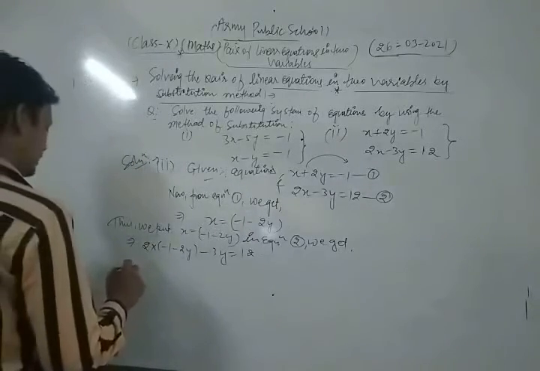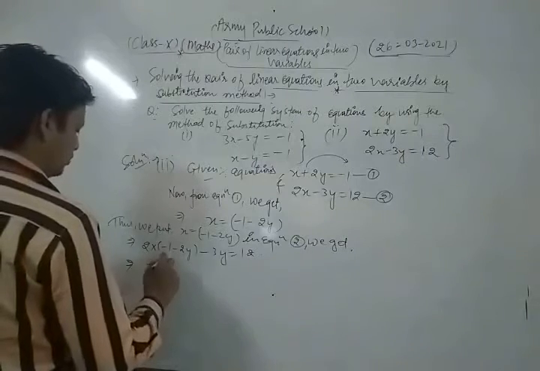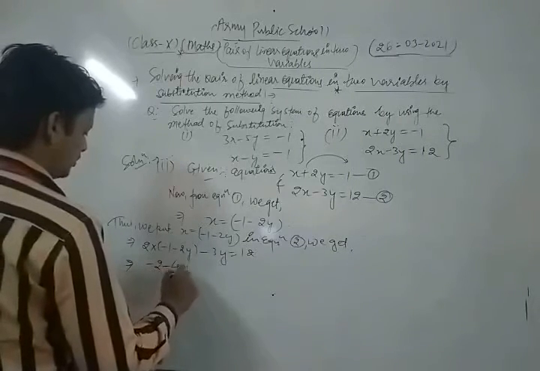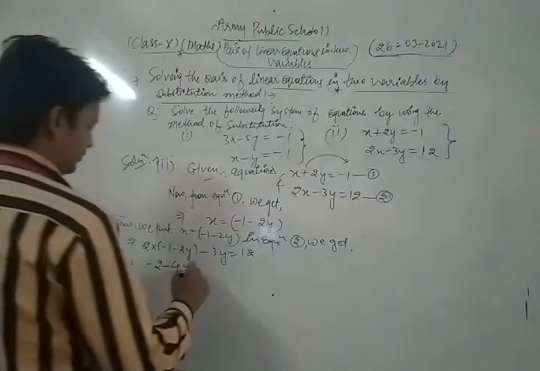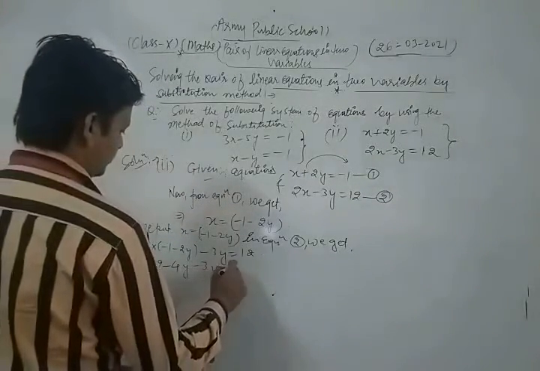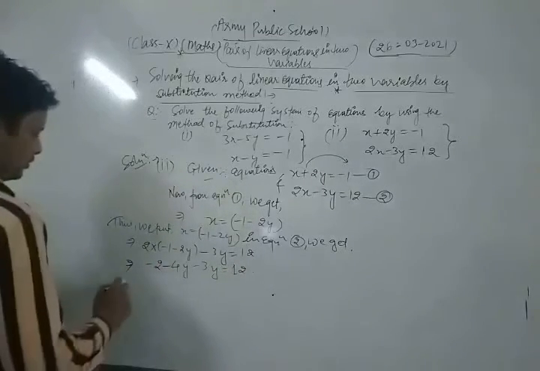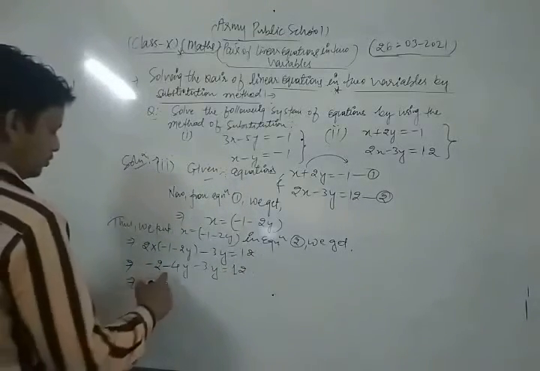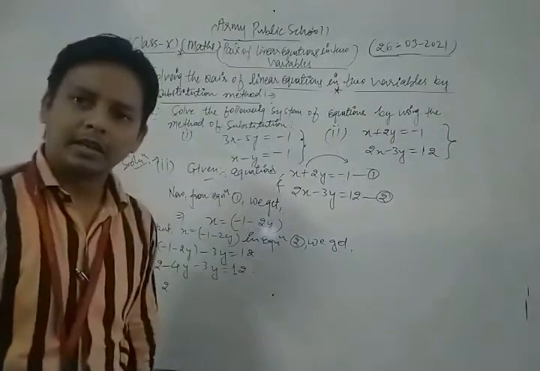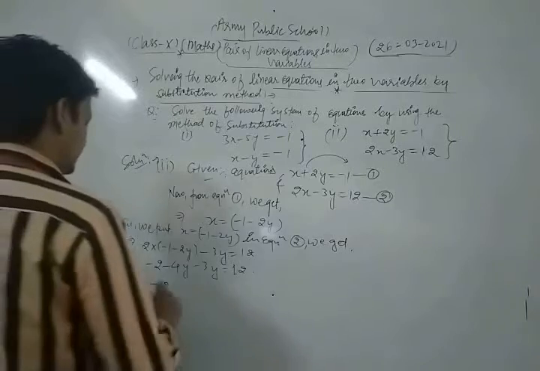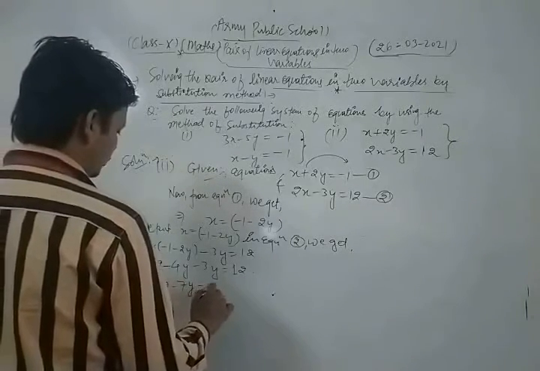So we get minus 2 to the 4y, minus 2, minus 2. Now minus 4y minus 3y is what? Minus 7y is equal to 12, right as it is.